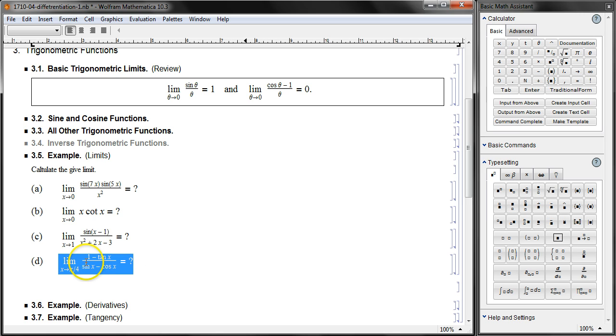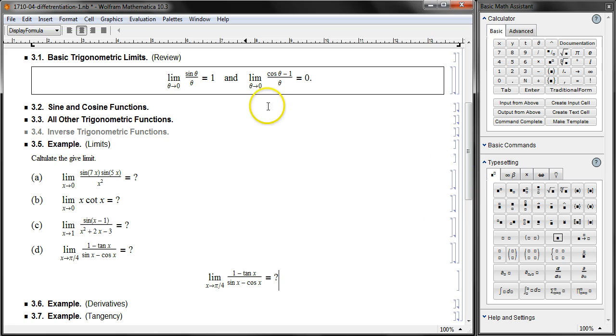Okay, how about this problem? Does it have anything to do with either this or that? Well, let's see. Before that, please note that this is again 0 over 0 type limit. X is going to pi over 4, sine of pi over 4 and cosine of pi over 4 are both square root of 2 over 2, so denominator is 0. Tangent of pi over 4 is 1, so this is 1 minus 1. Yes, this is 0 over 0 type limit, which means we need some work.